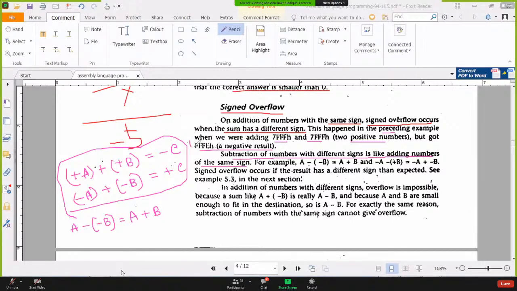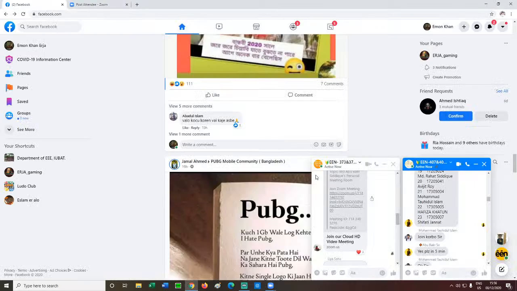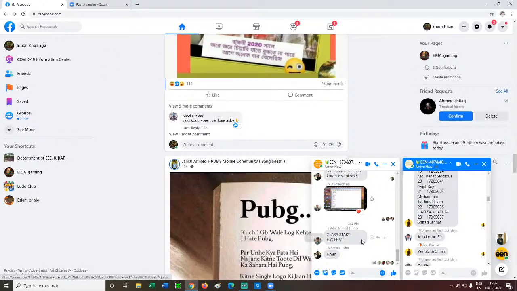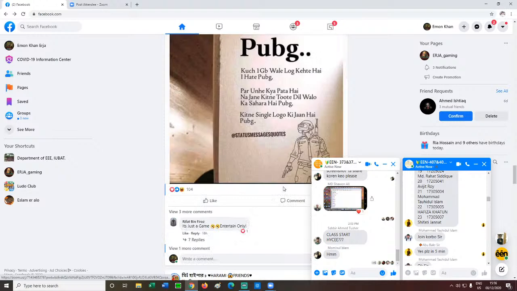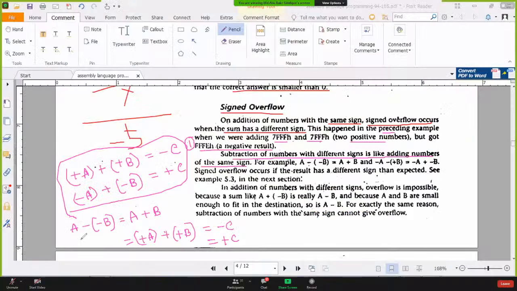So it falls in the rule number 1 category. You can see A plus B, so you can write plus A plus plus B. If you get result minus C, then there will be overflow. If you get result plus C, then there will be no overflow. So look, when you subtract, subtraction can fall in the addition rule.